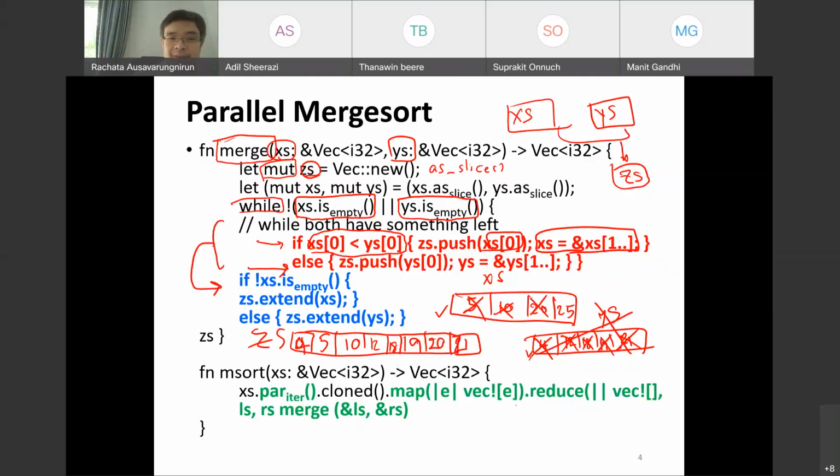If ys, no, my bad. If xs is not empty, you extend cs with whatever is in xs. So you put in 25 here. Otherwise, if xs is empty, you plug in ys at the end, right? So that's a merge function. Any question here?